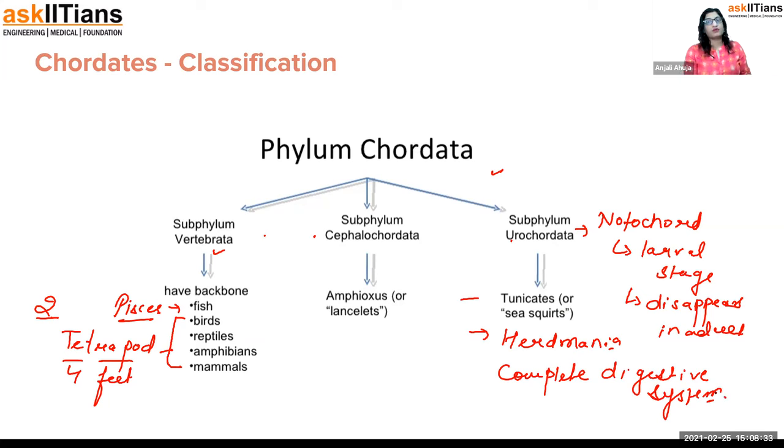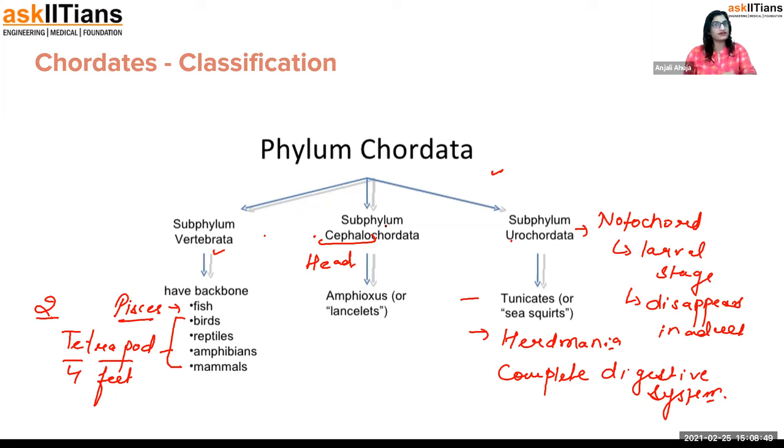Okay, so that's about the urochordate one. Now next is cephalochordate. First of all, cephalo, what is used for head? They have a little head appearance of them. Cephalochordate, here, notochord is present from anterior end to the posterior end.